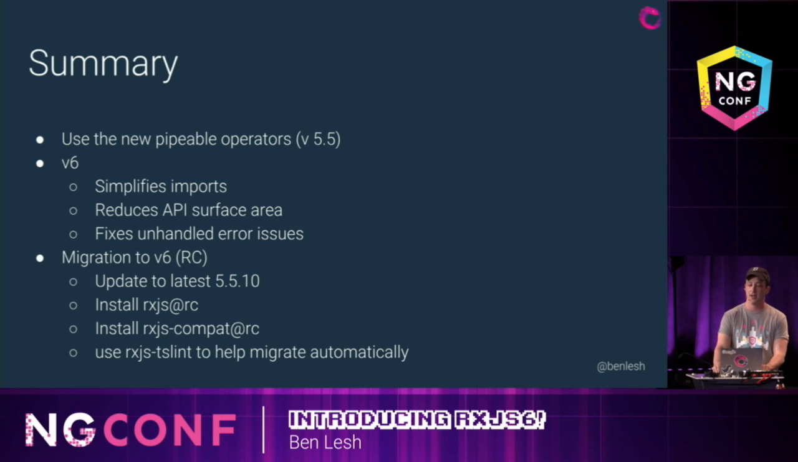So just a summary: you want to use the new pipeable operators in version 5.5 if you're not already. Version 6 gives you simplified imports, reduced API surface area, and it fixes this unhandled errors problem, this producer interference problem that's really nasty. And then the migration process: the first thing you want to do, again, is update to 5.5 first and make sure that you've got all of your bugs fixed from that. Then you install the latest version of RxJS. RxJS-compat is backwards compatibility, so it'll make your code compatible again. Then you can run the tslint rules to help you migrate and then remove that compat package.